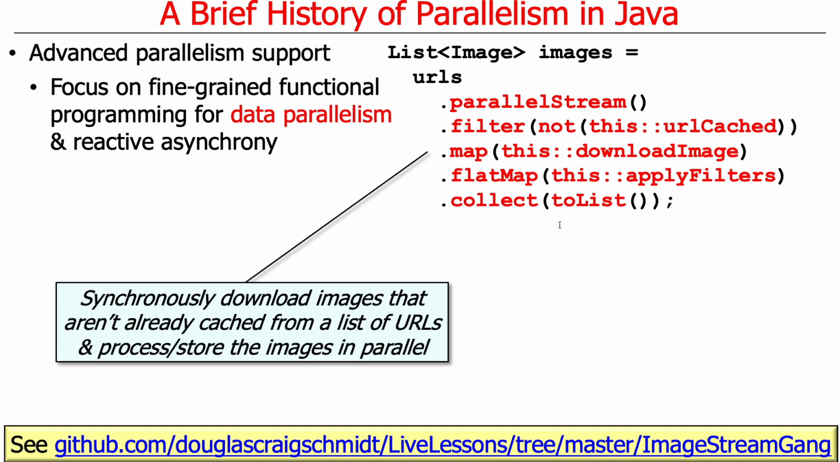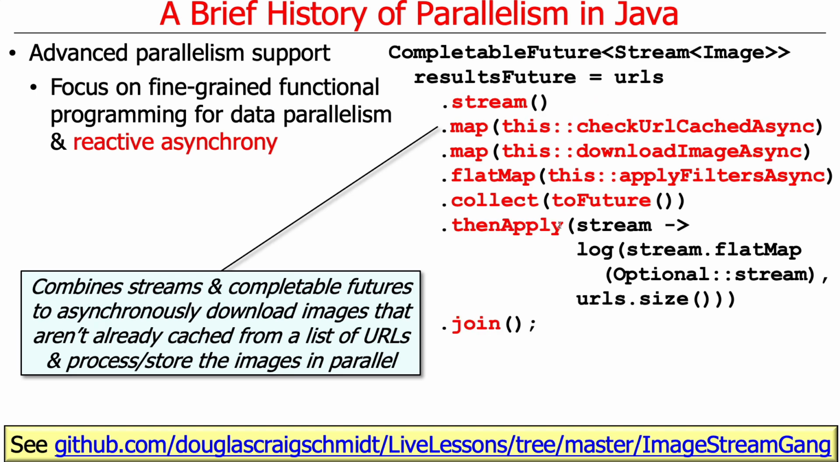And here's a very simple example of how to do this. This is a parallel stream that's going to take each element in a list of URLs, find the ones that haven't already been downloaded, cached, and previously processed. It'll download the non-cached ones. It'll apply a bunch of filters to them, and it'll then collect them up into a list of filtered images.